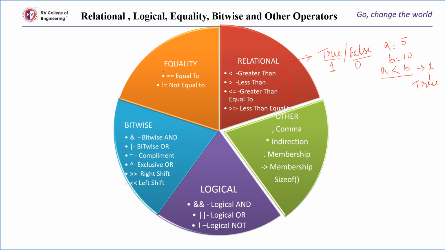Alright. Equality operators are used to check whether a left hand side is equal to or not equal to your right hand side. Again, we will take the same example. A is equal to 5 and B is equal to 10.